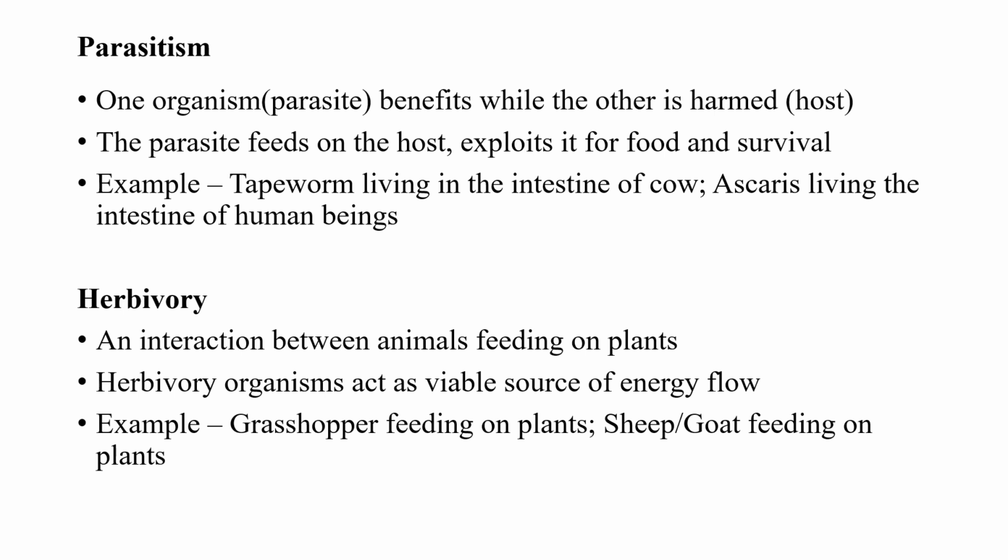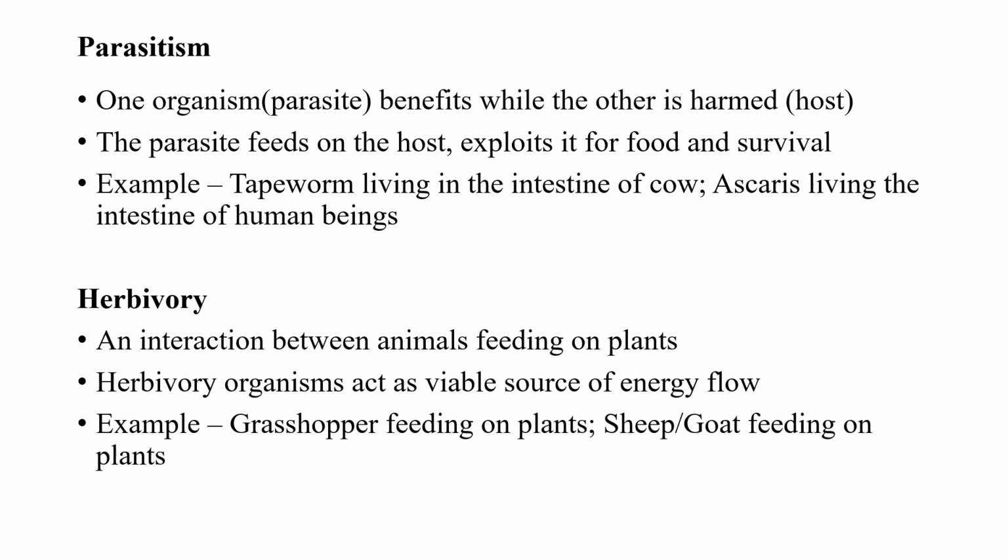For example, a tapeworm found in the intestine of a cow feeds on digested food substances in the intestine of the cow, whereas the cow loses its food to the tapeworm, and so the cow can grow leaner and leaner or even weaker. The same thing with Ascaris that is found in the intestine of human beings.